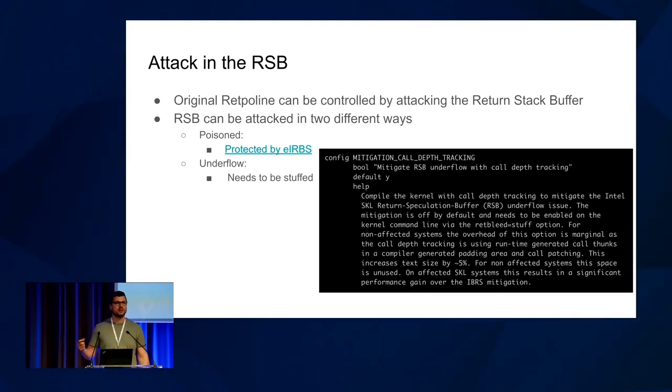So now let's try to attack, moving the poison address into the return stack buffer. And that required a new mitigation, which they call call depth tracking in the Linux kernel, where you try not to either overflow or underflow that register in order to avoid prediction on retpoline as well. So those are the major software mitigations.